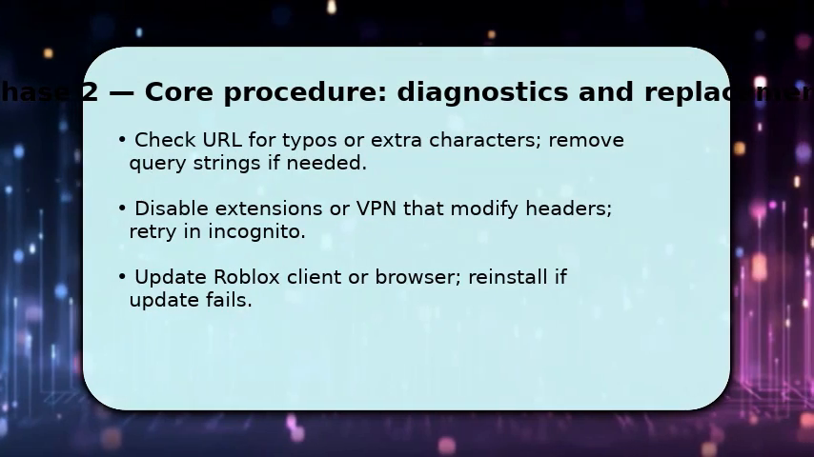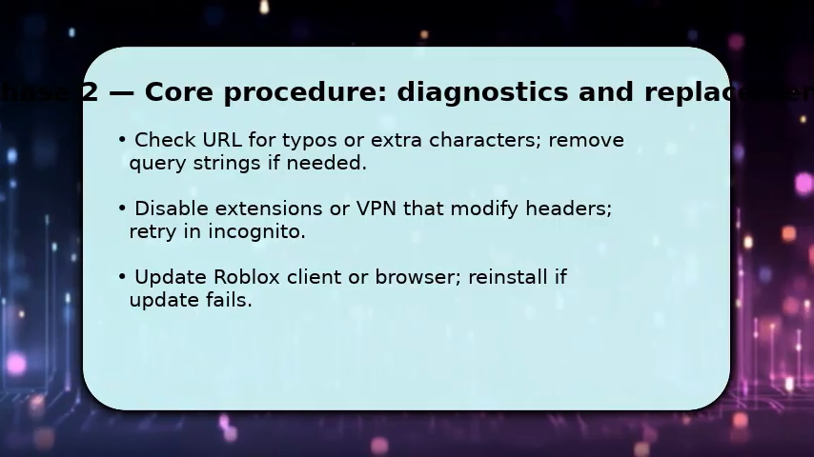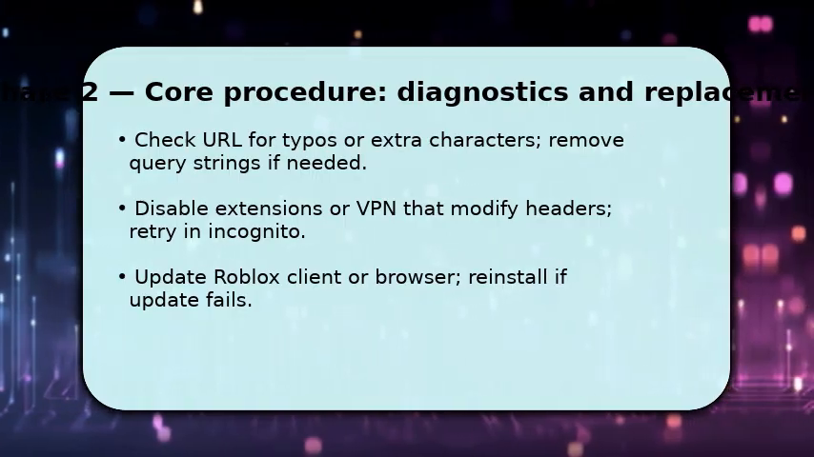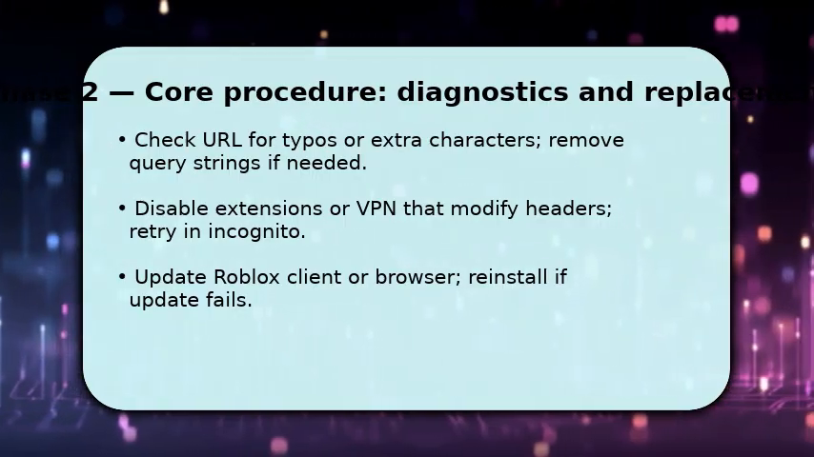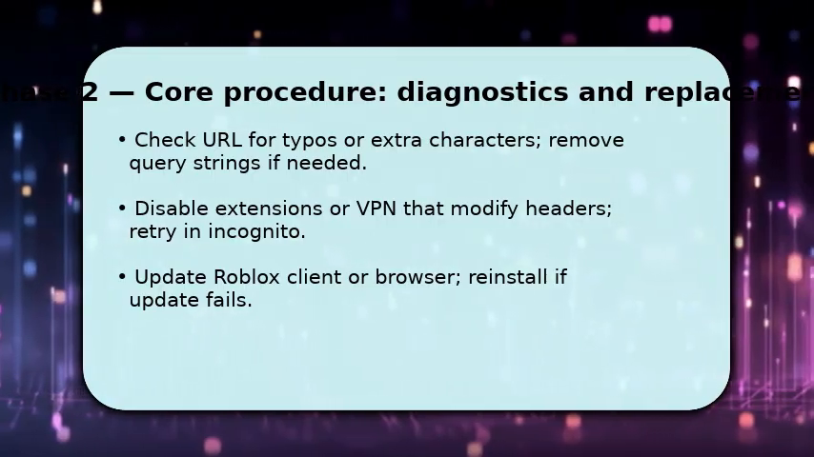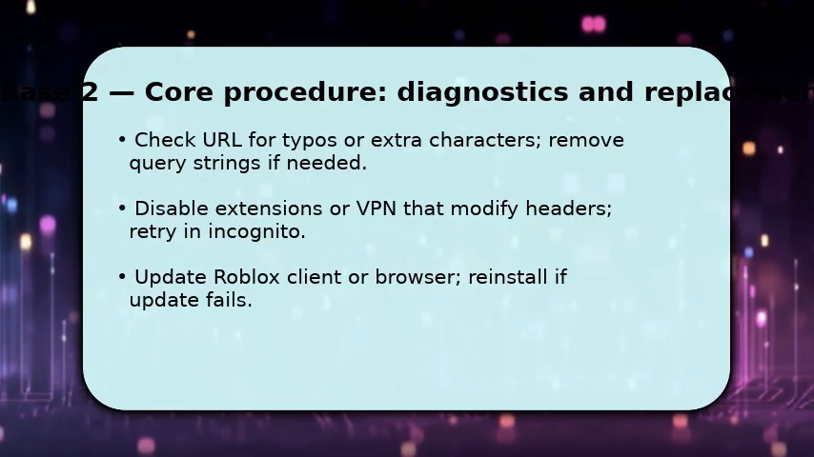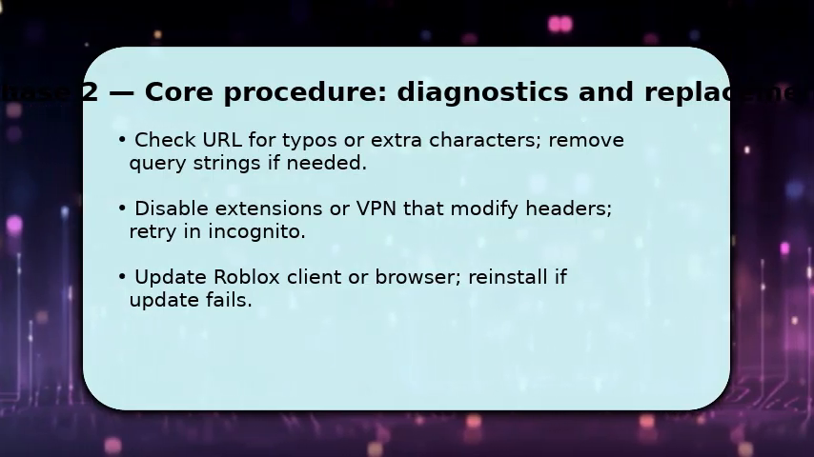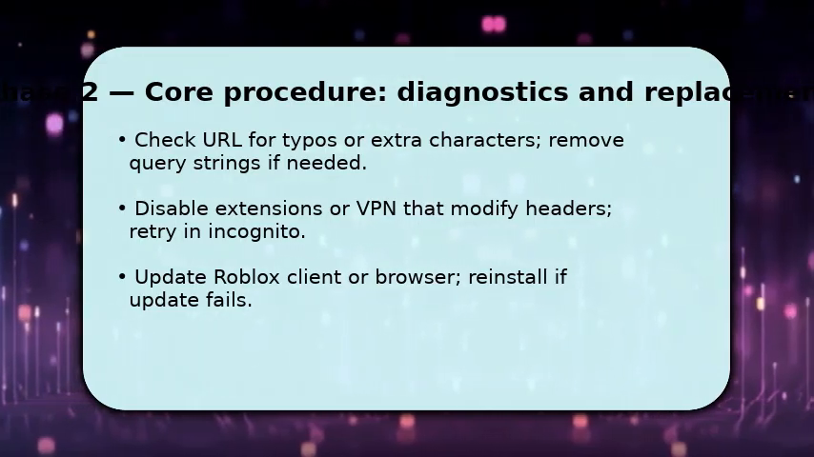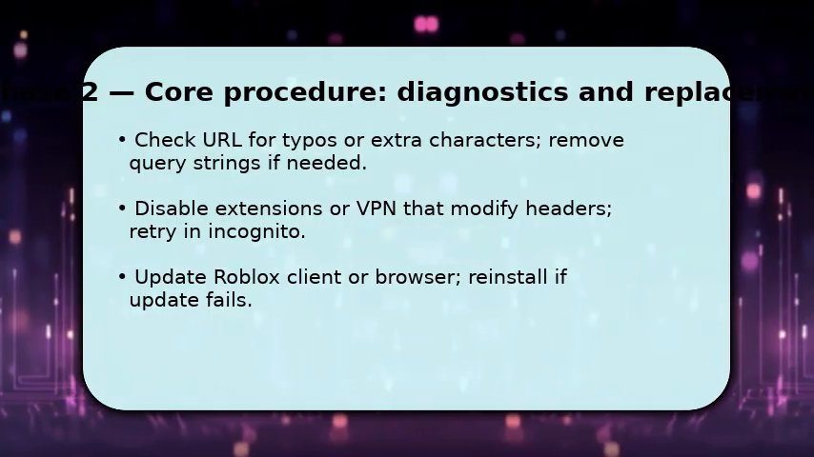Now you dig into the middle steps. Inspect the request URL and remove stray characters or long query strings that can trigger a 400. Make sure browser extensions, privacy tools, or a VPN aren't altering headers. Try incognito or disable add-ons to isolate the problem. Also update the Roblox client or your browser. Outdated clients send incompatible requests. If updates fail, reinstall. Doing this helps because malformed headers, proxies, or old software often corrupt the request formatting.